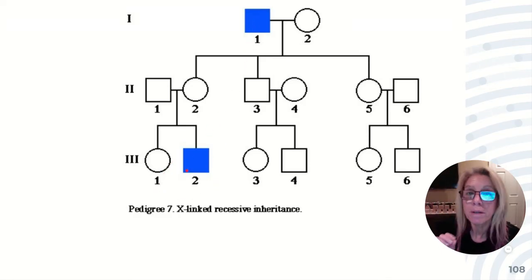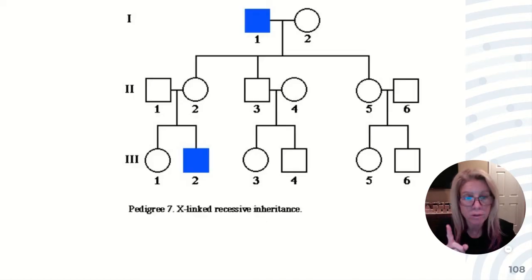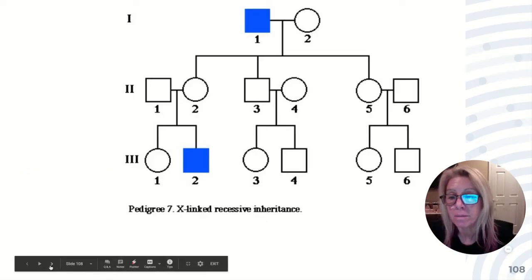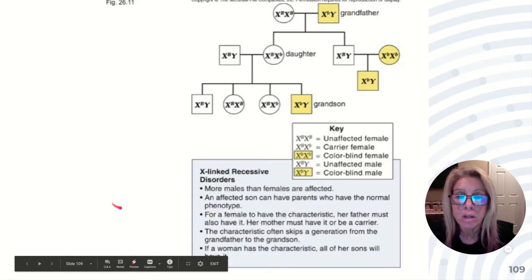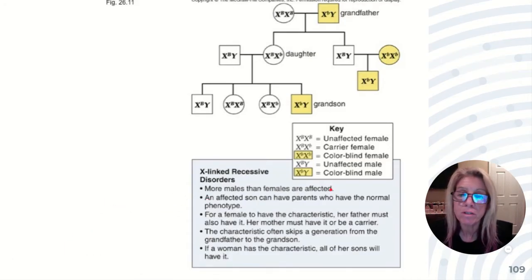The other hint you would have is in sex-linked inheritance, the only way a female could have it is if her dad for sure has it, and there has to be the possibility that her mom is a carrier. That's the only way a female can get a sex-linked trait. Dad for sure has it, or the mom has a possibility of being a carrier. So here, more males than females are affected.